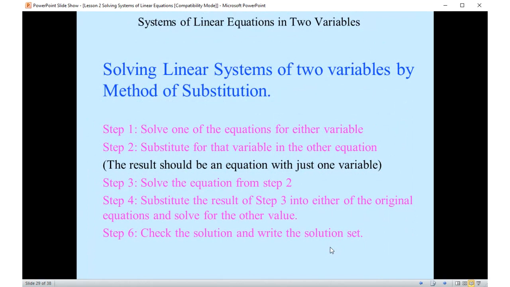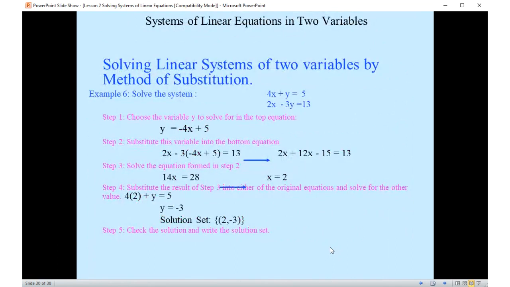And the steps for substitution are given here, which we've already gone through. Here's another example of solving a system by substitution. Pause the video and look through and see what was done here to get the solution set of 2, -3. If you ever have any questions about any of these videos, you could just send me an email.